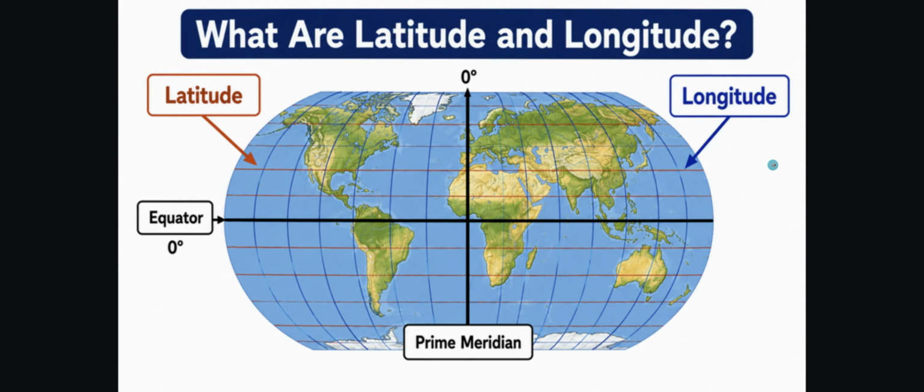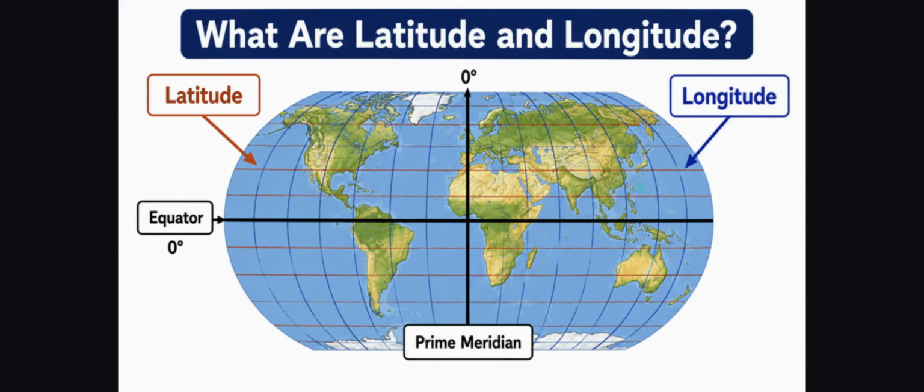Let's begin. Latitude and longitude lines are imaginary lines that cover the entire Earth and help us find exact locations. Think of them like a giant grid placed over a map of the world. Instead of giving directions like go left or go right, these lines allow us to identify one specific place anywhere on Earth.